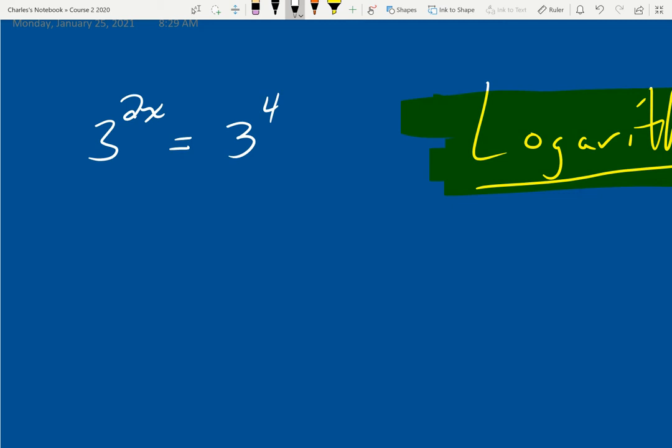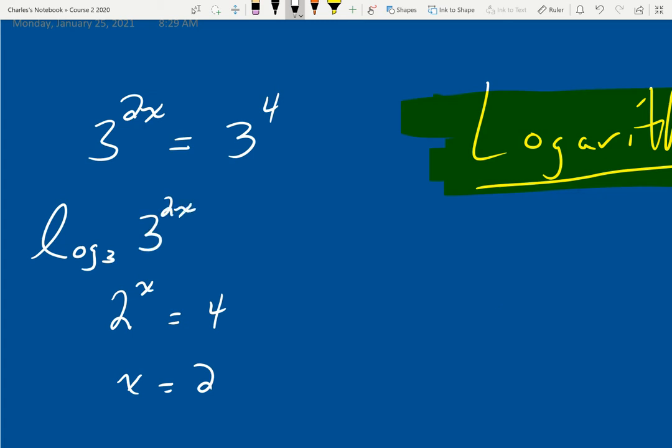So I might say 3 to the 2x is equal to 4. And you all know that your next step is 2x is equal to 4, which means x is equal to 2. What I haven't shown you, what I've refrained from showing you, is the step that allows you to do this. The step that undoes an exponential function is a logarithm.